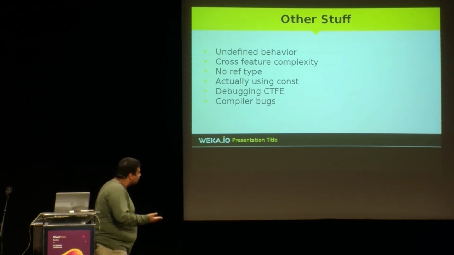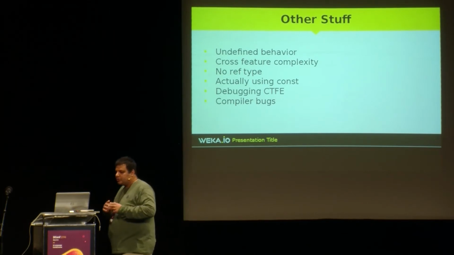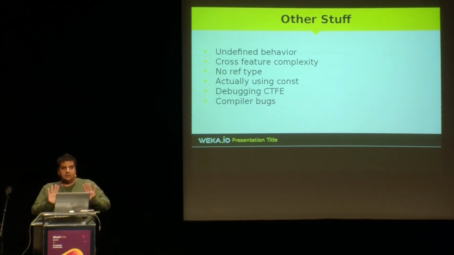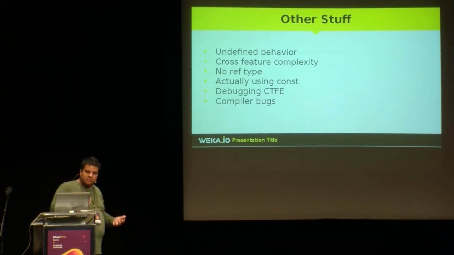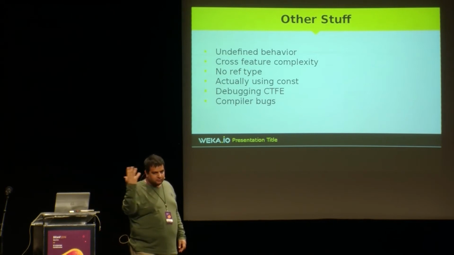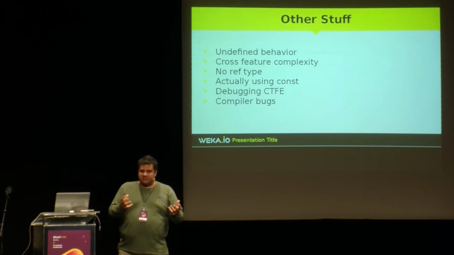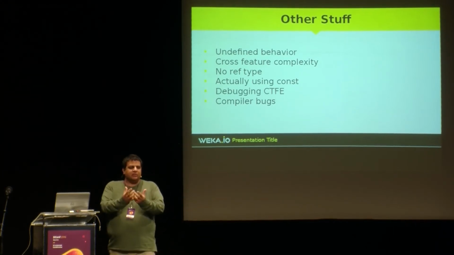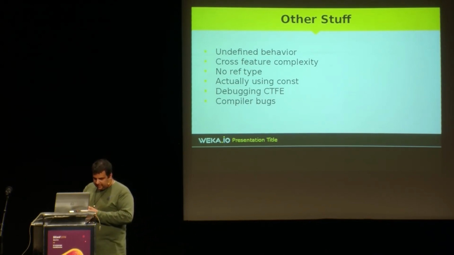Things I'd love to have time to talk about, but I won't, are undefined behavior, which, in my humble opinion, in D is present but unaddressed. And cross-feature complexity, where you have one feature and you pretty much understand what it does, and you have another feature and you pretty much understand what it does, but then you try to use them together, or you don't realize you're using them together, and really unexpected things happen.